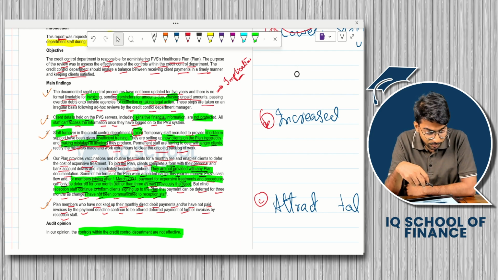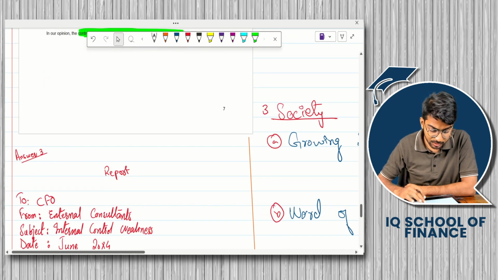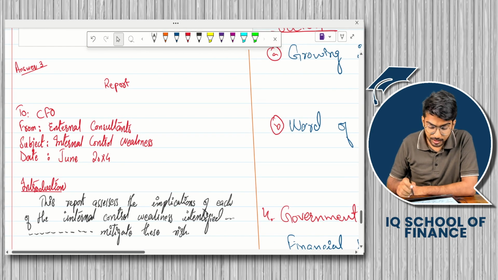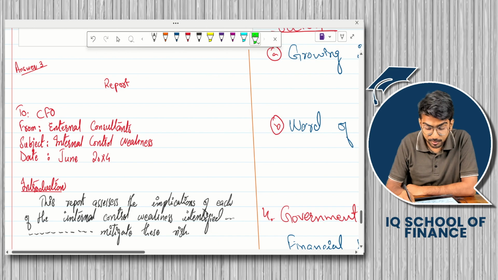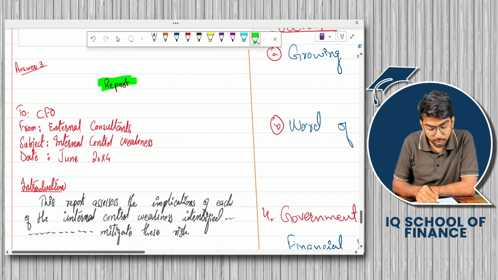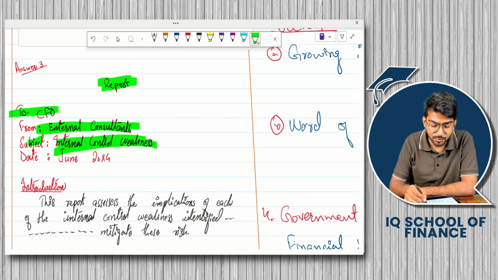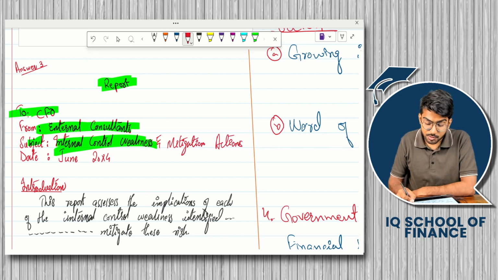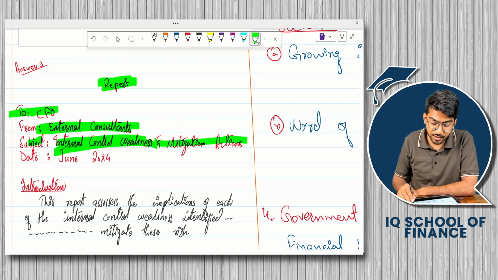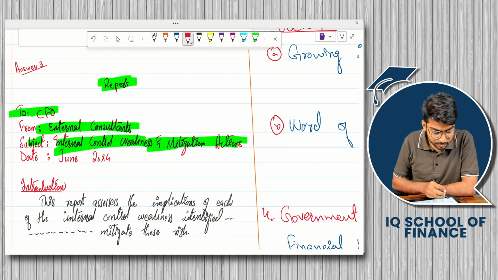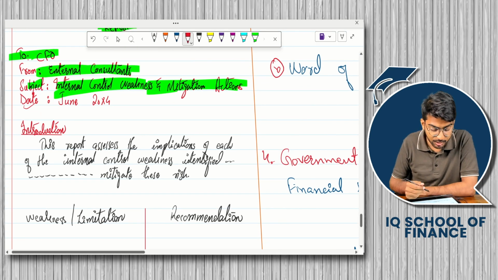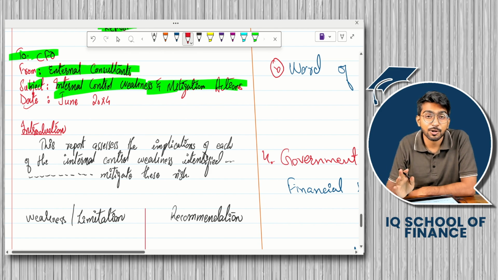So for finding number 1, see, I have drawn the format here for you. We are required to draft a report to the CFO from an external consultant. The subject is internal control weakness, and you can also write mitigation, so the mitigation action as well, and the date. Moving forward to the introduction, we are now pro in it, in how we are going to write the introduction.